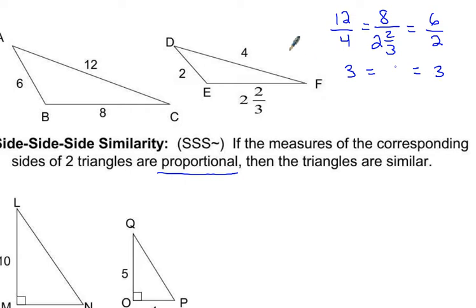Okay, do 8 divided by 2 2/3. I hope it's 3. It is 3. Good, I hope so, since we're trying to prove they're similar. So when you take a look at that, all 3 of these are the same. It doesn't matter what number they are, as long as they are the same number.